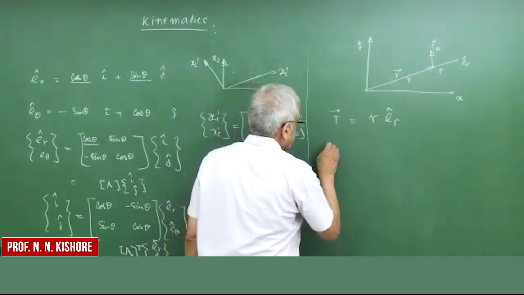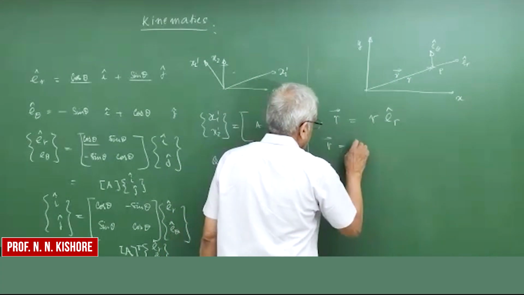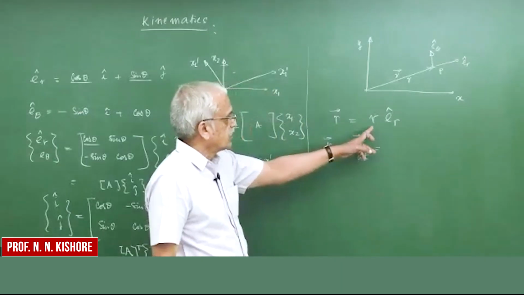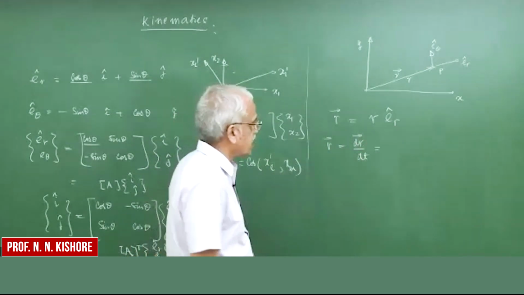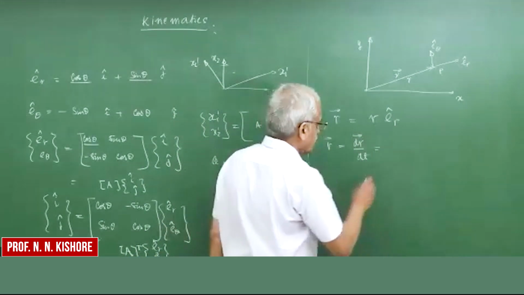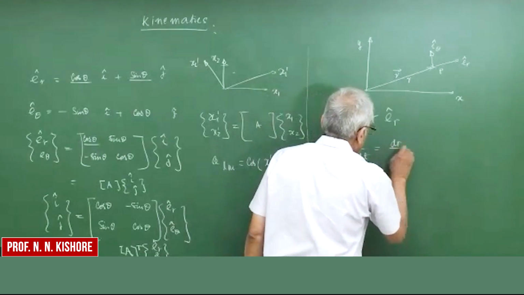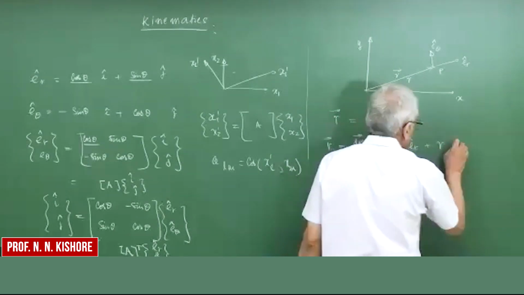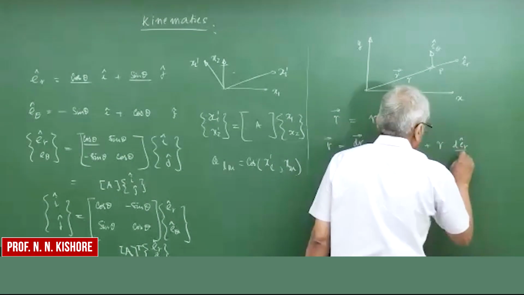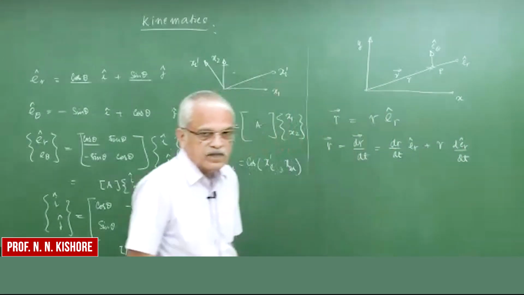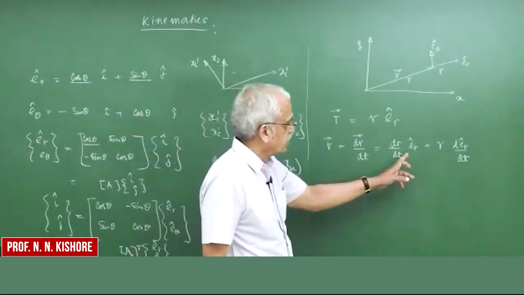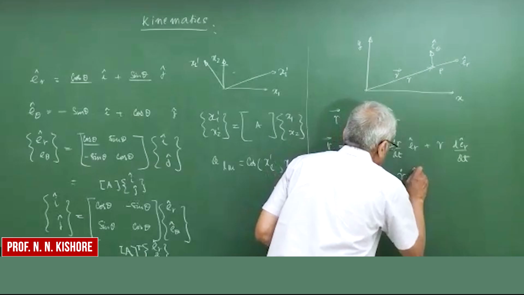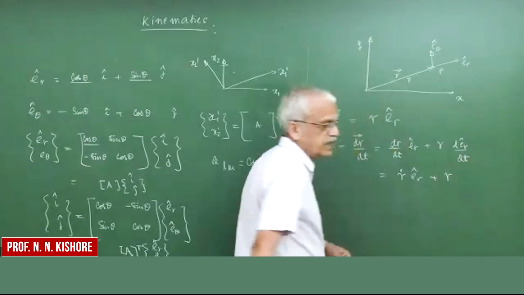So now if I want to get the velocity here, dr by dt is the differentiation of this with time. There are two terms here as a product. So it's dr by dt times e_r and r times de_r by dt. Understand? So there are two terms. So this is nothing but r dot, and this is r times de_r by dt.